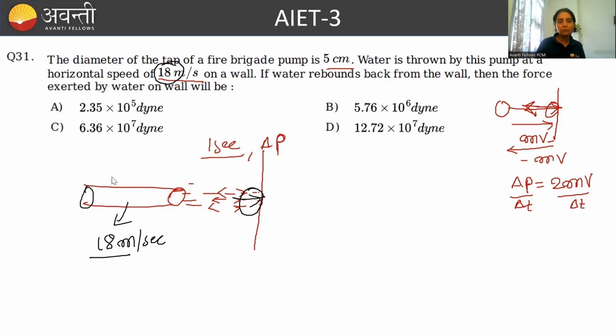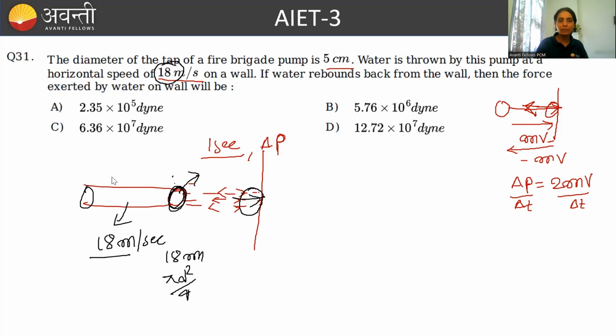Water is coming out of this. So its volume will be what? Means with what cross section it is coming out? This. So length of water coming out in 1 second is 18 meter. And it will go through the cross section of pi d square by 4, where d is the diameter of this thing. Then what volume of water is coming out? Pi d square by 4 into velocity. That is 18 meter per second, right?